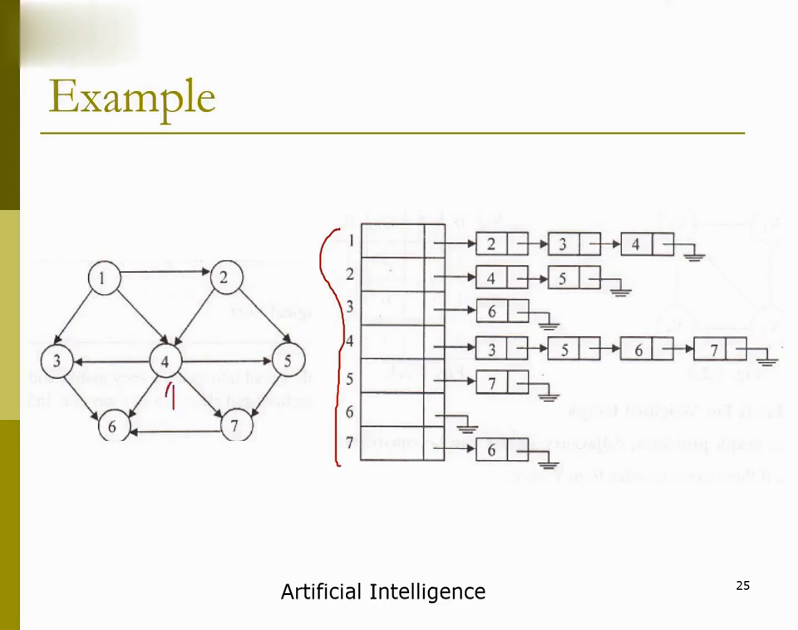Now consider node 4. From 4, we can reach 4 adjacent nodes, namely 3, 5, 6, and 7. So this node 4 will have a list to these 4 adjacent nodes, 3, 5, 6, and 7. Now considering node 6, we can't reach any other nodes from 6. There is no path. So as far as 6 is concerned, it has a null value.